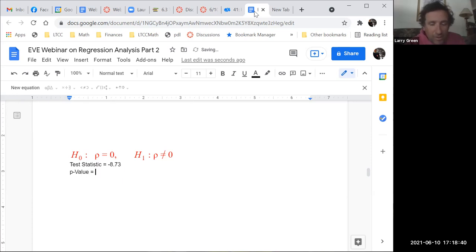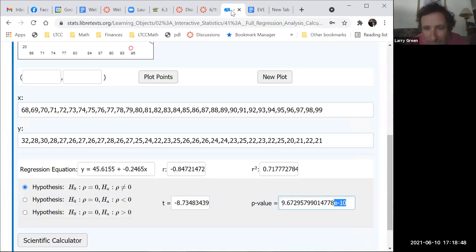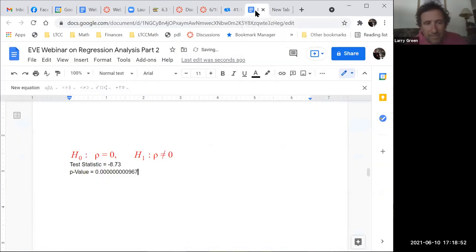So our p-value was equal to 0.000000000967. That's about as small a p-value as you'll ever see. So that tells you that you definitely know there's a correlation.